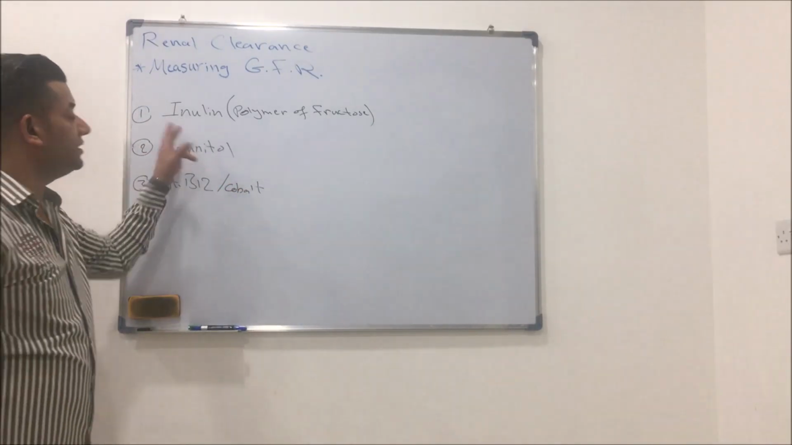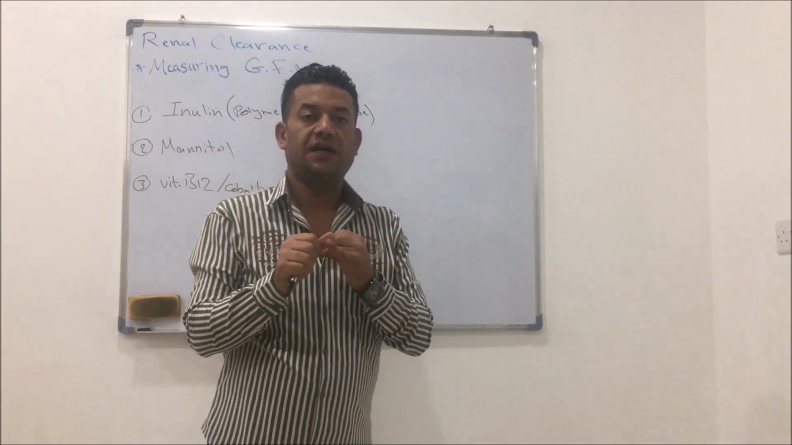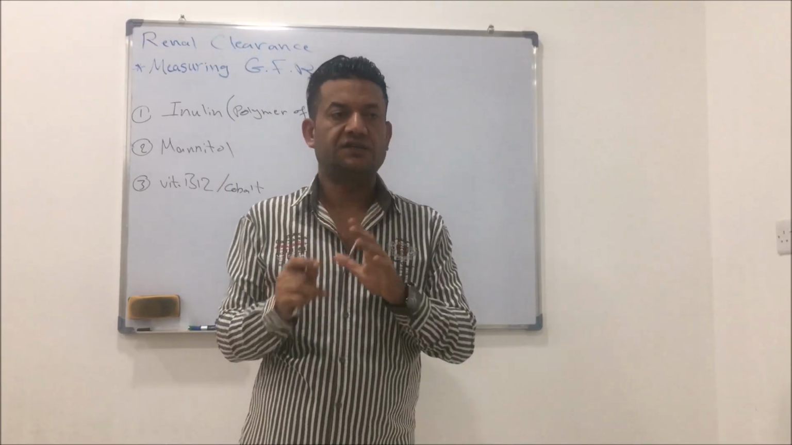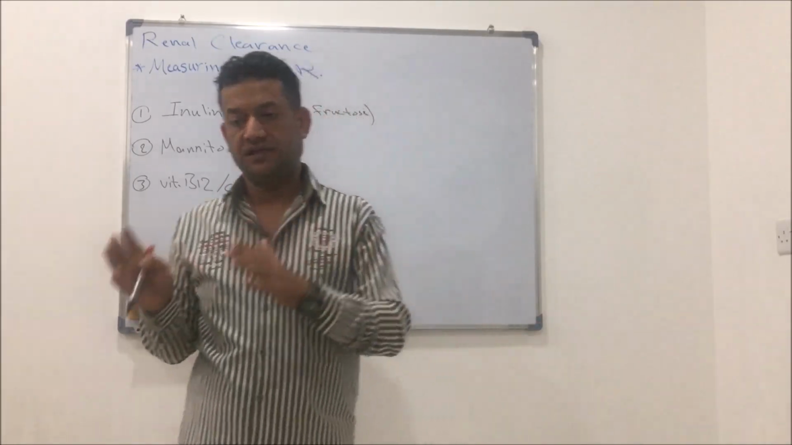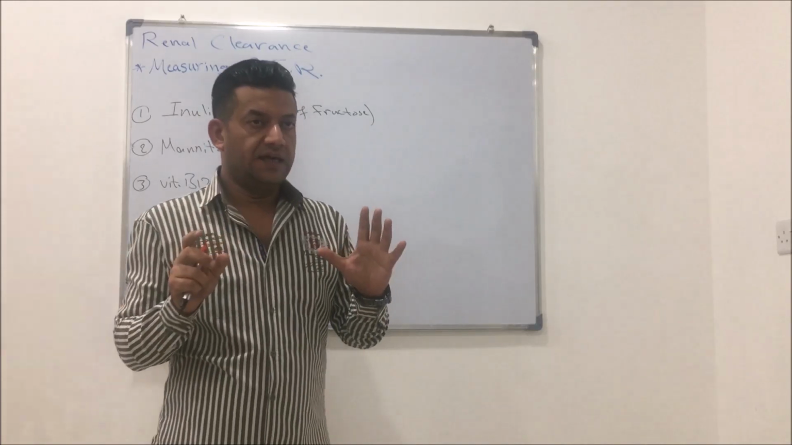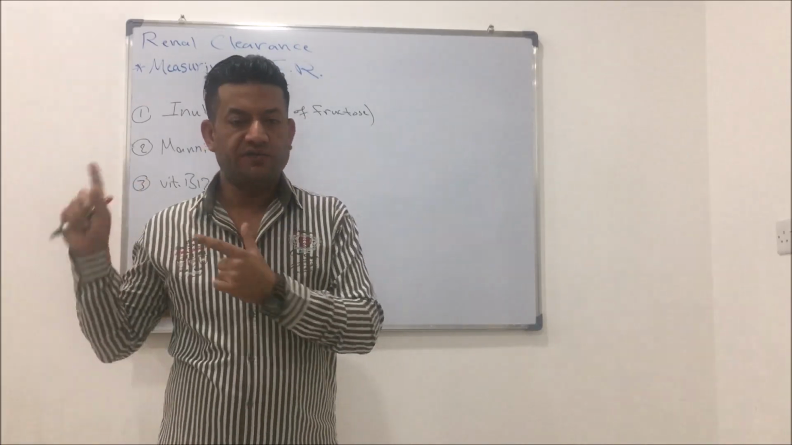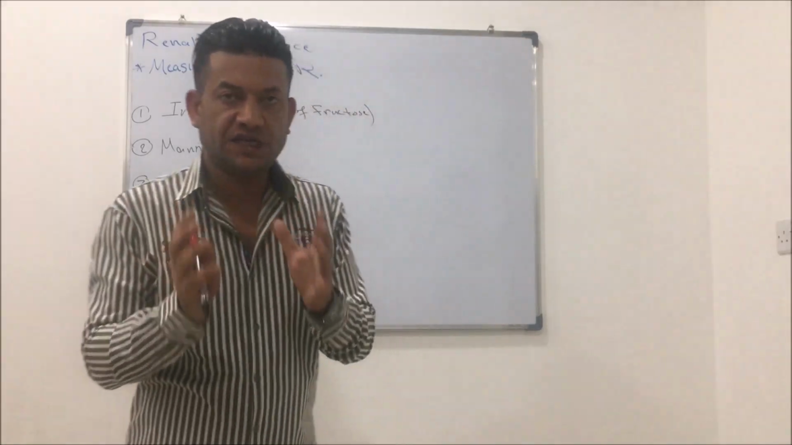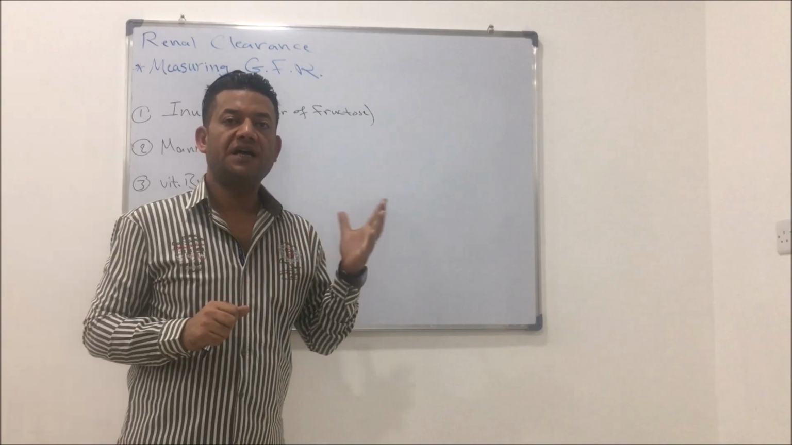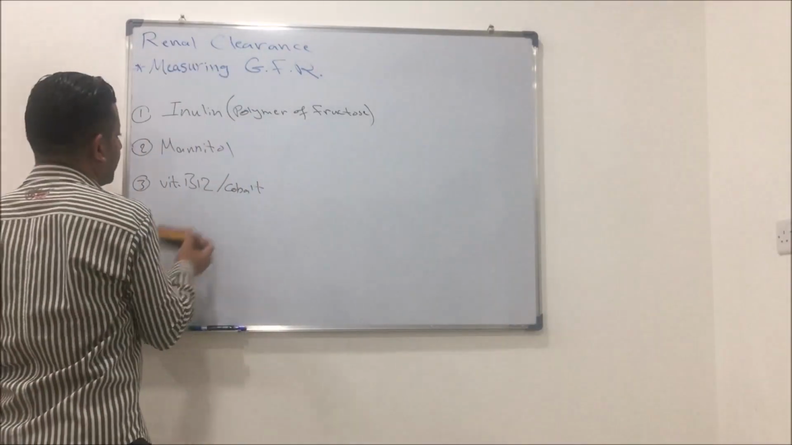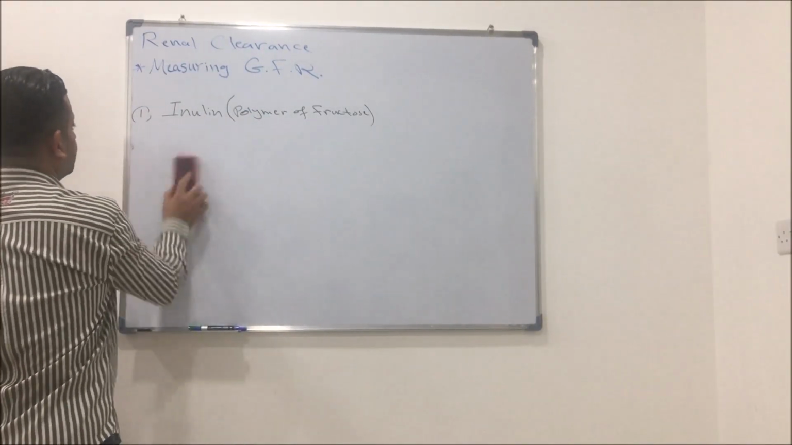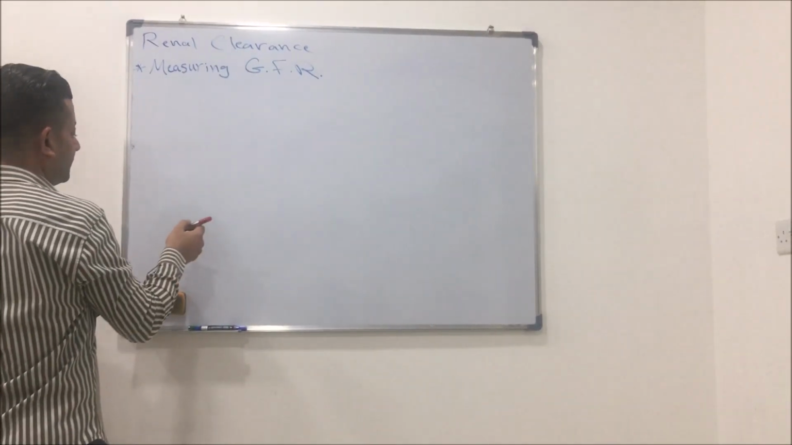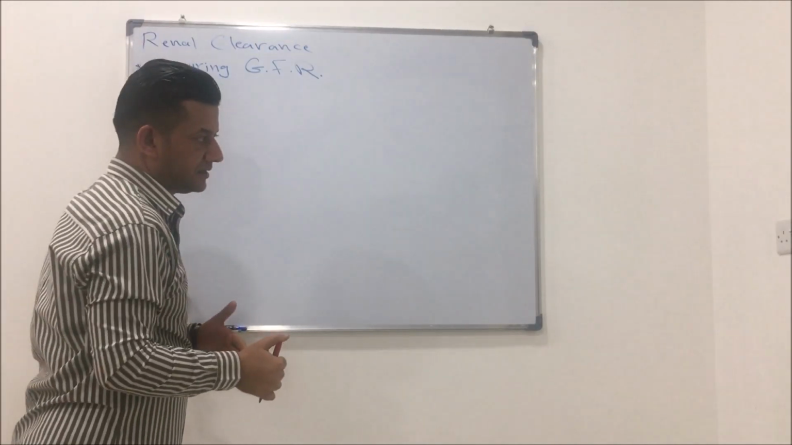For example, inulin is not reabsorbed after being filtered, of course. After being filtered, inulin is not reabsorbed by renal tubules and not excreted, so the renal clearance of inulin is equal to the GFR. And here we can measure the GFR by using inulin. There is an equation to calculate the GFR, which is the same as for renal clearance.